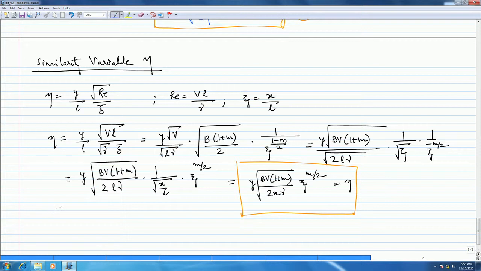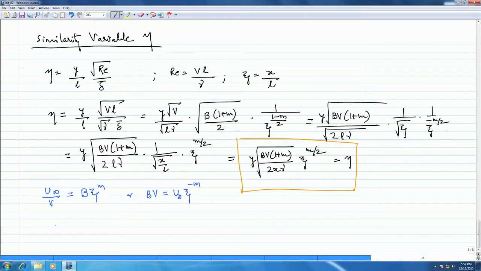Now, however, we will write out the power law. U infinity by v is equal to b zeta to the power m, or b into v is equal to u infinity zeta to the power m. Is that fine? So I missed a step here. Let me do that step here to make it a little clearer. What I said is u infinity is b v zeta to the power m. Then I bring the zeta to the power m down here, so the left hand side is u infinity by zeta to the power m, which is equal to b v. So then I can write it in this fashion.